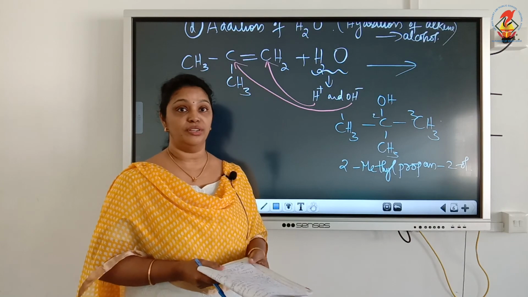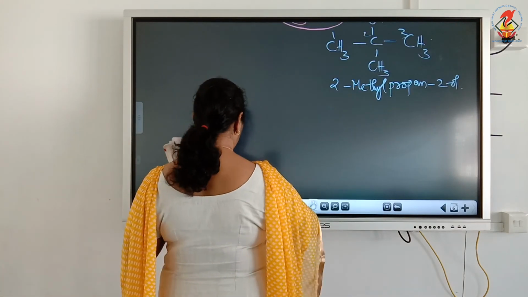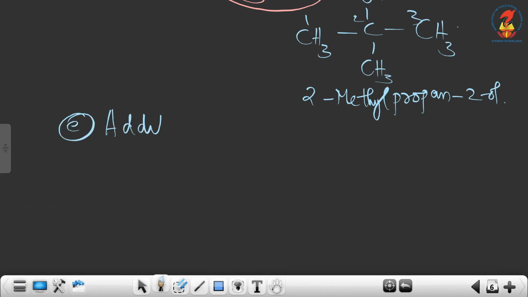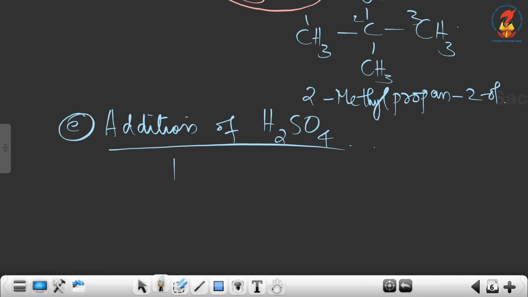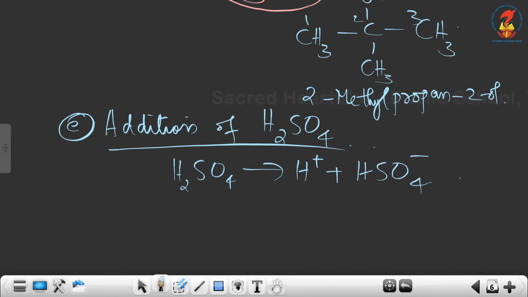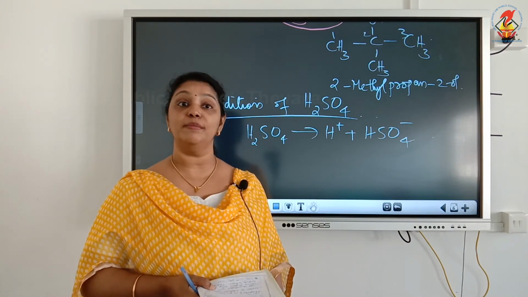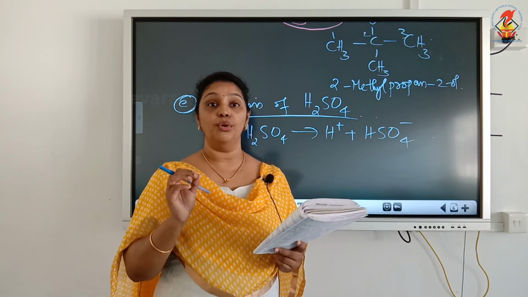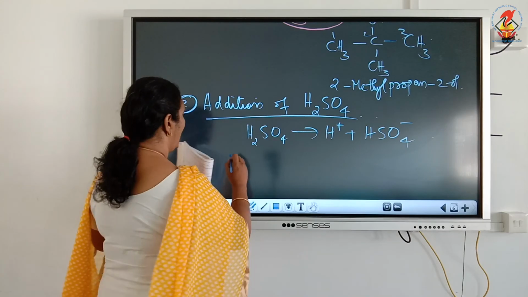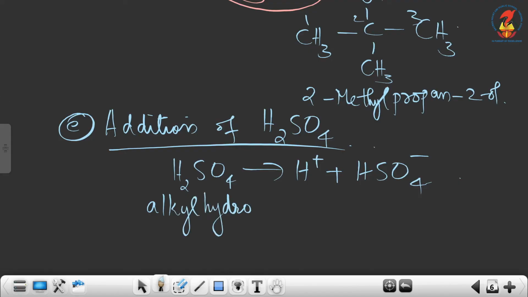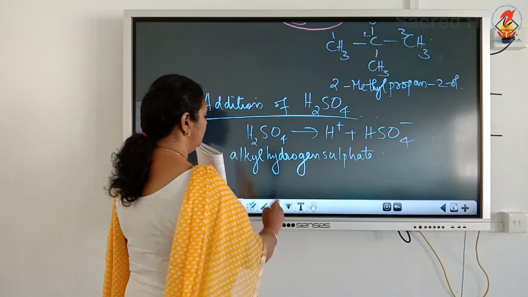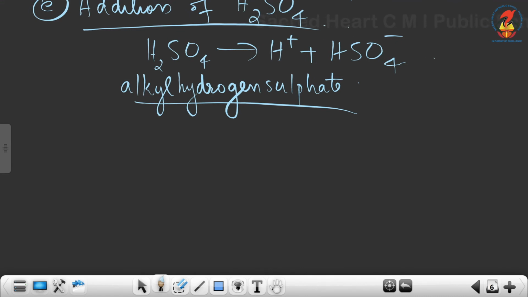Now the last addition reaction is addition of sulfuric acid. Now we know that sulfuric acid decomposes to give which ions? H2SO4 decomposes to give H plus and HSO4 minus ion. So we have the bisulfate ion as the negative ion and H plus as the positive ion. Here also addition takes place according to Markovnikov's rule if it is an unsymmetrical alkene. Now let's see what product is formed. Cold concentrated sulfuric acid adds to alkene to form alkyl hydrogen sulfate. Okay, so this is the product formed. Let's write an example for the addition of sulfuric acid.